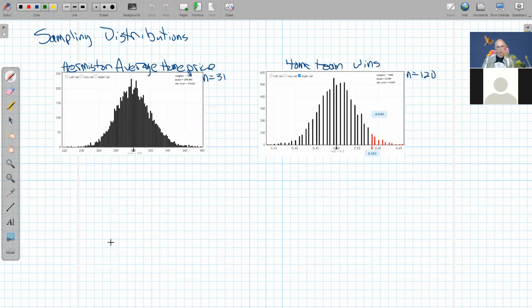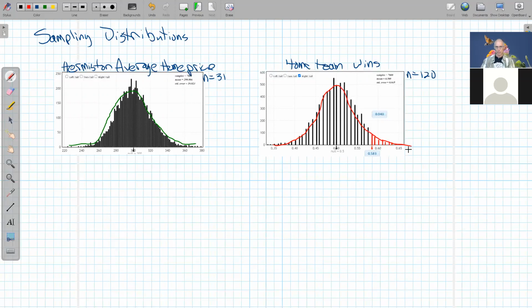When I looked at the Hermiston home prices, and those were real data I grabbed from Zillow in the month of February, 31 houses, I resampled those 31 prices 7,000 times, and I got this graph right here. This graph has a symmetric bell shape to it. So notice the shape of that graph.